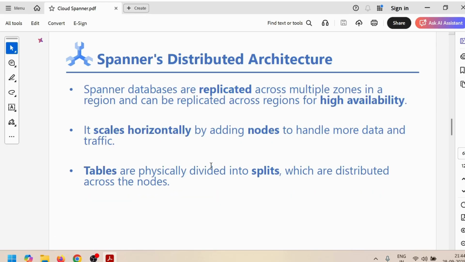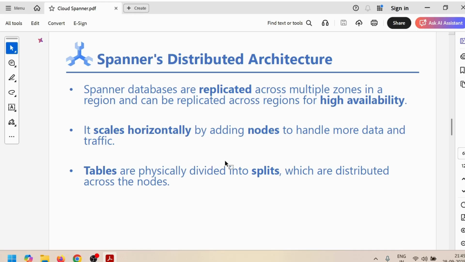Now we are going to see Spanner's distributed architecture. Spanner databases are replicated across multiple zones in a region and they can be replicated across regions for high availability. It can scale horizontally by adding nodes to handle more data and traffic. And all the tables are physically divided into splits which are distributed across the nodes. We have already talked about splits.